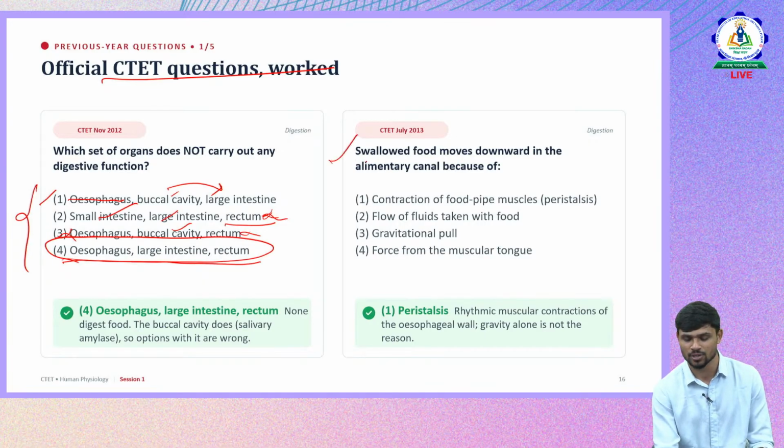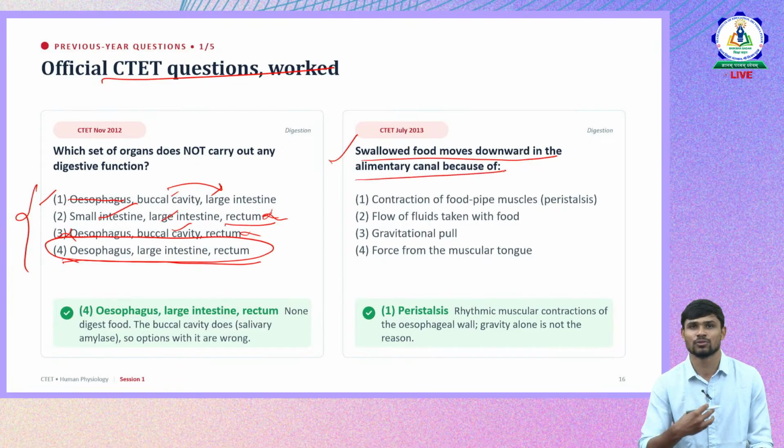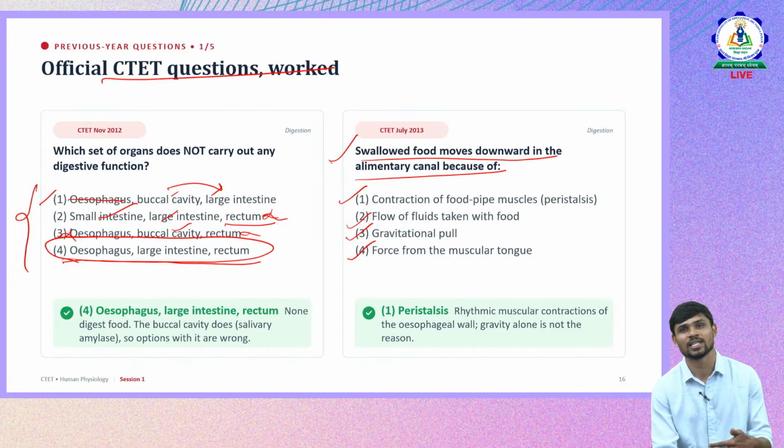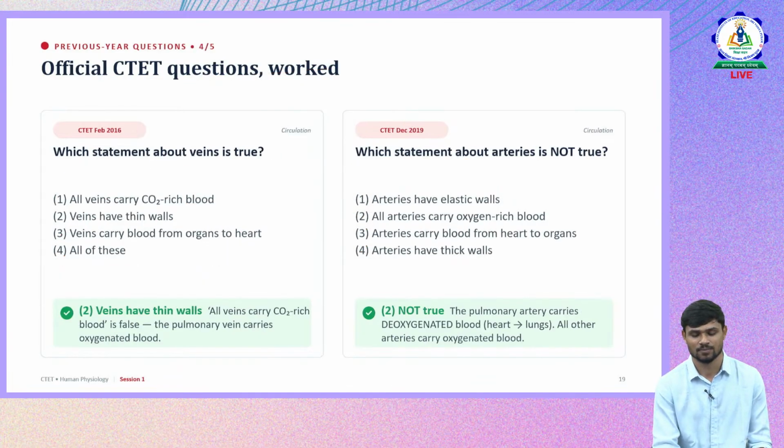Swallowed food moves downward in the alimentary canal because of what? Swallowed food moves through the esophagus and reaches the stomach. Is it contraction of food pipe muscles? Is it because of flow of fluids taken with food? Is it because of gravitational pull, or because of force of muscular turn? Just now we discussed, it is not the gravity but peristaltic movement. So all these three are wrong, whereas it is because of contraction of muscles.